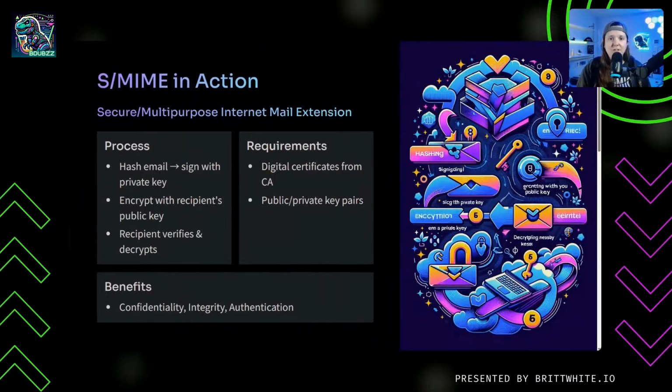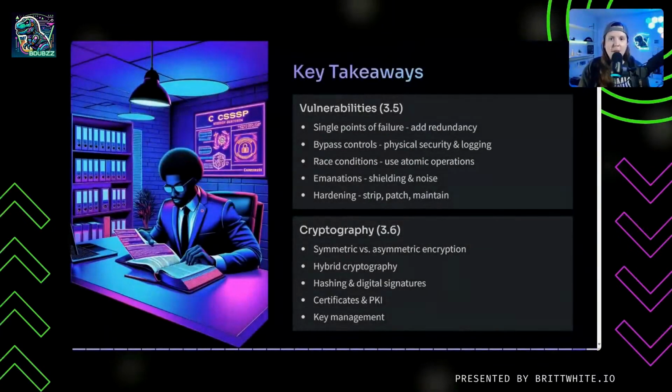All right, now we've covered some serious ground today. Let's wrap it up with the big stuff you need to carry forward. For Objective 3.5, we tackled vulnerabilities that can hit any system, plus some juicy specifics. We covered single points of failures. Don't let one crash sink the entire ship. Add redundancy to stay afloat.